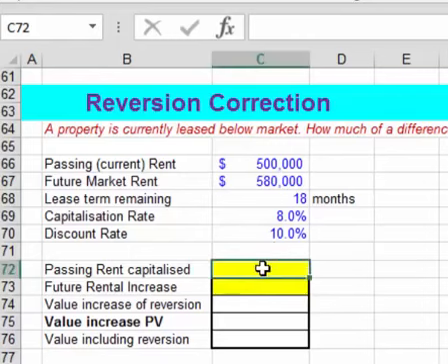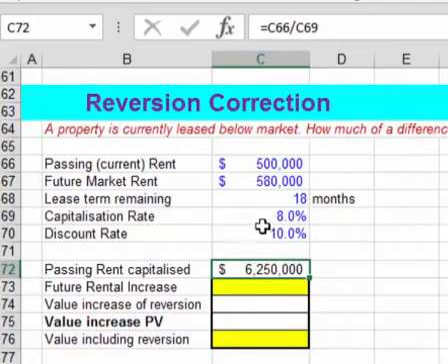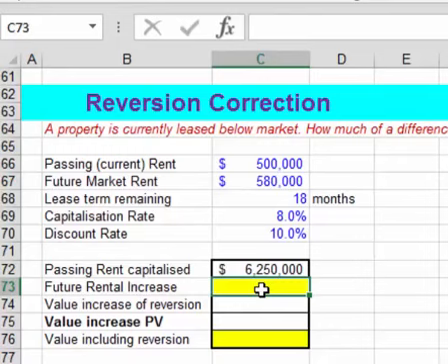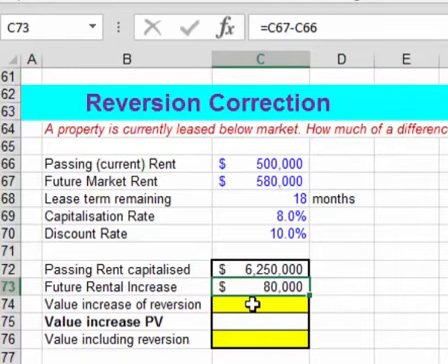First of all, we can work out the capitalised value of the property using the passing rent quite easily. We've done that many times before. That's simply equal to the passing rent divided by the cap rate, and so that gives us $6.25 million. We can also work out what the rent increase is going to be. That's easy. Again, it's simply a subtraction. 580 minus 500 in this example, so that's $80,000.